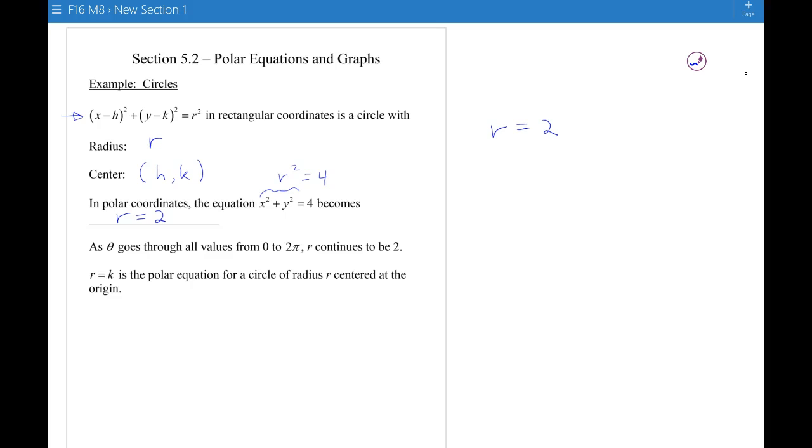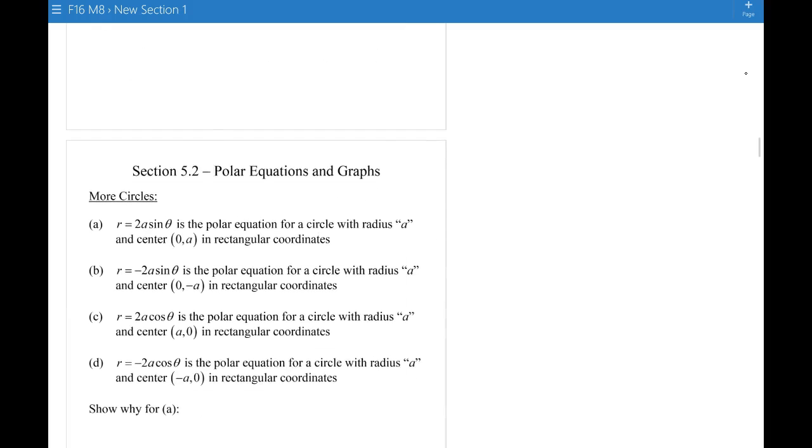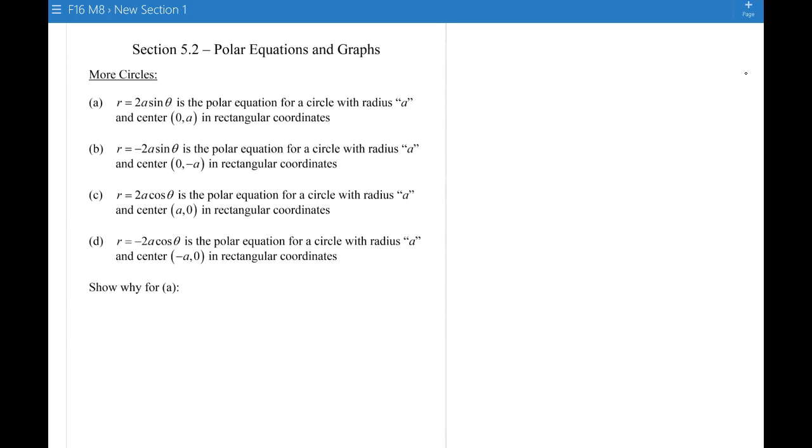So r equals k is the polar equation for a circle of radius k, centered at the origin. So whatever that number is, that's the radius of the circle, centered at the pole in polar coordinates. We're kind of going back and forth between polar and rectangular here. So there are more ways to write circles in polar coordinate form. So if you write that r equals 2a sine theta, let's see why that makes a circle with the center shifted in polar coordinates.